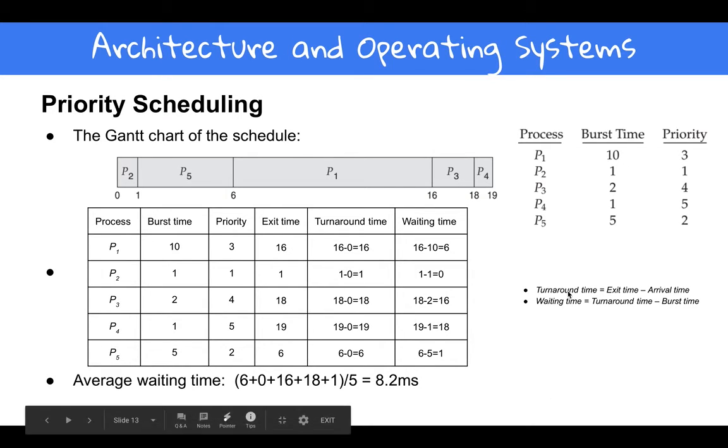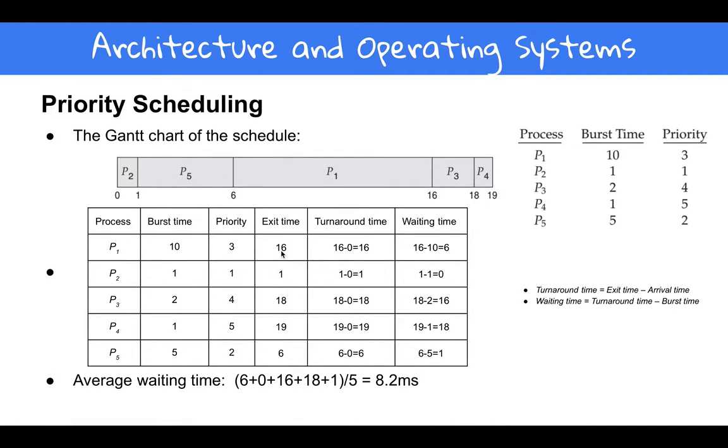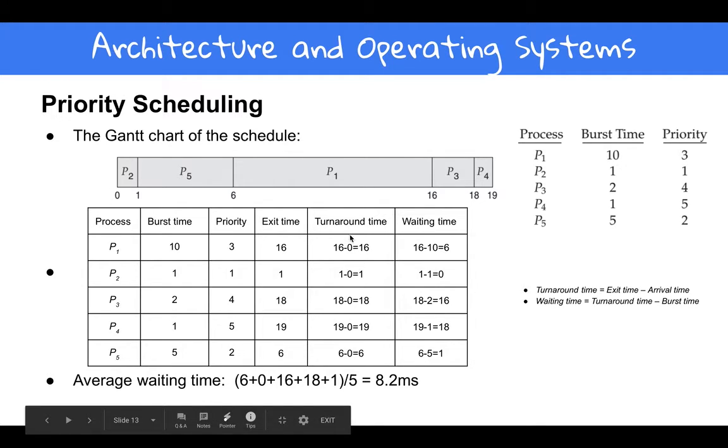Turnaround time, I explained that. Turnaround time is exit time minus arrival time. So exit time minus arrival time. The arrival time of all of them is 0. So you've got to subtract this by 0. You get the same numbers for turnaround time.